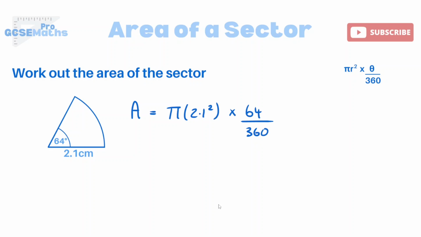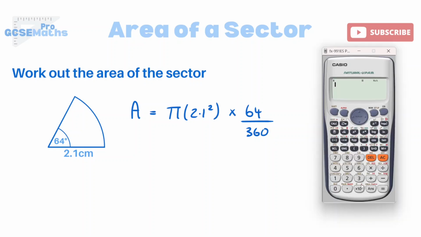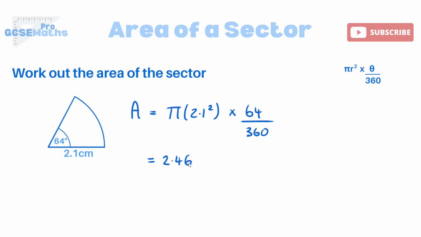Once we've written that down, we just need to put it in the calculator. So we've got pi times 2.1 squared times 64 over 360 as a fraction. And here we are. So I'm actually going to give it to, I think, 3 significant figures. So 2.46. Let's go with that. Now, normally if there's decimals, they'll tell you how to round it. But in my case, I'm just going to choose 3 significant figures. Okay, so 2.46 centimeters squared is the area. It's literally as simple as that. As long as you've got the radius and the angle, you just throw it into that equation.